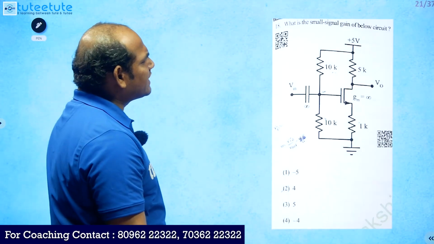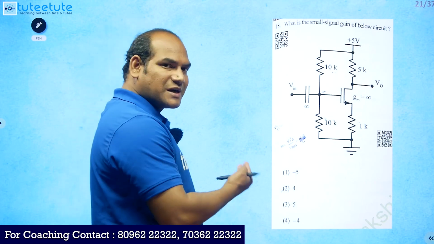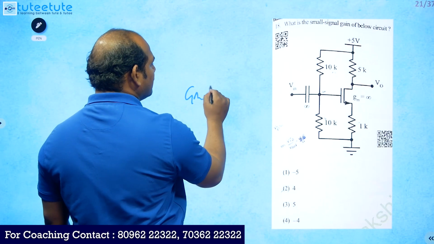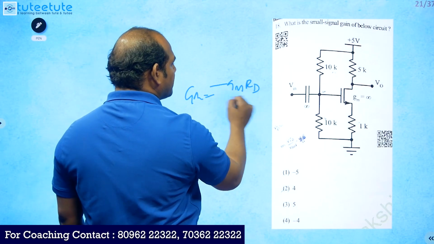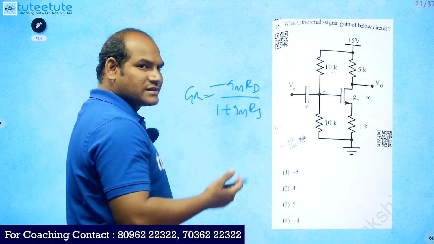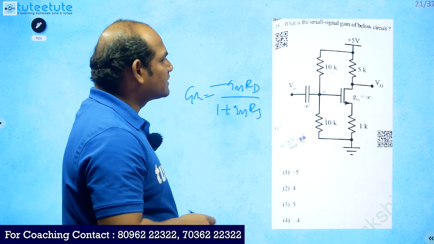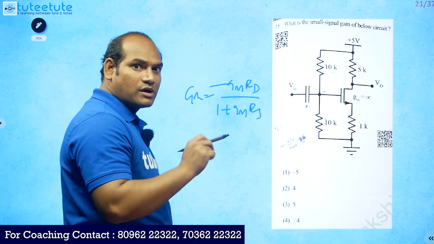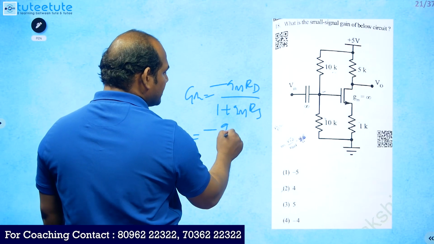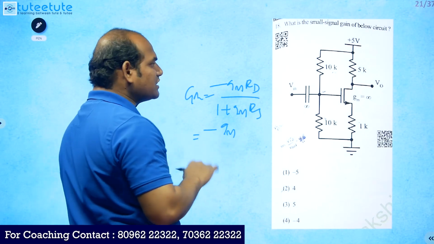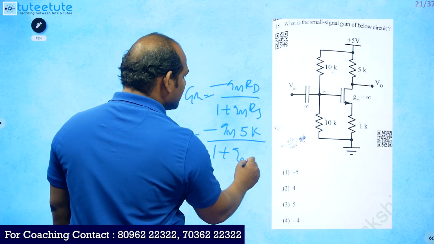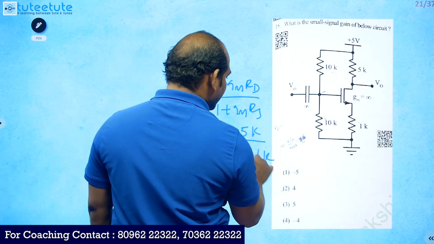Next, what is the small signal gain of the below circuit? For this particular circuit we have the gain formula directly, that is gain is equal to minus GM RD by 1 plus GM into RS. So drain resistance, source resistance and transconductance values we have to use, but they have given the transconductance value as infinity. So it is equal to minus GM, directly I am not substituting the infinity, RD value is 5K by 1 plus GM into RS value of 1K.